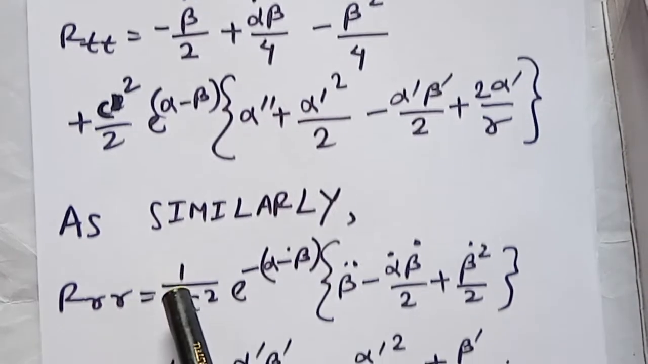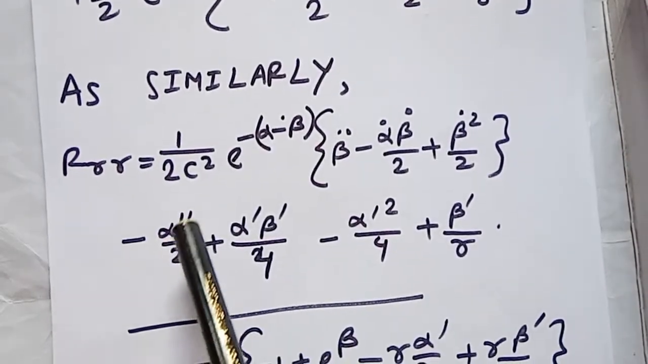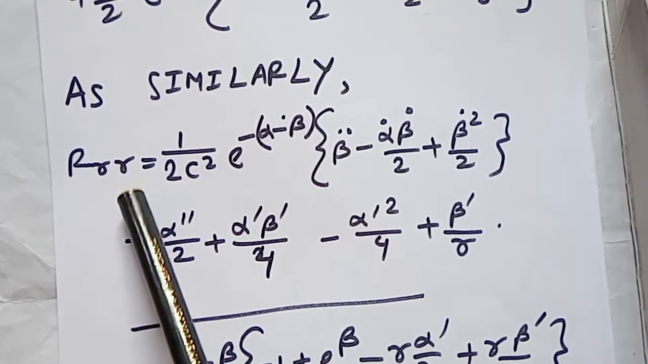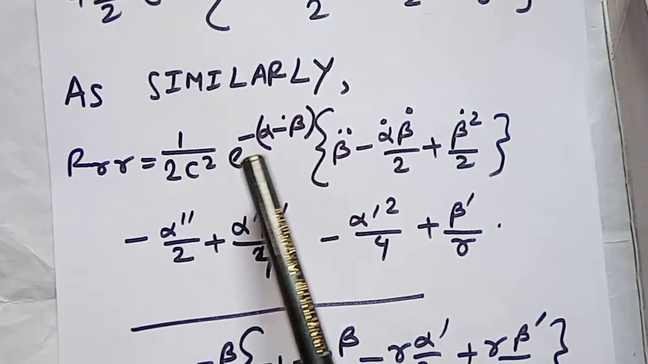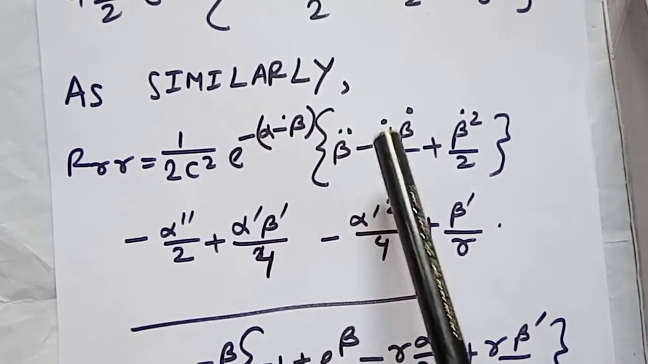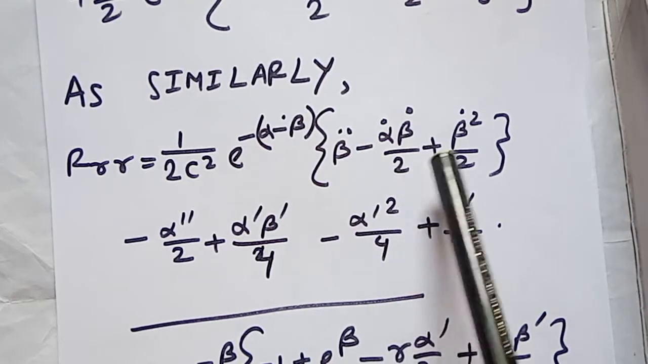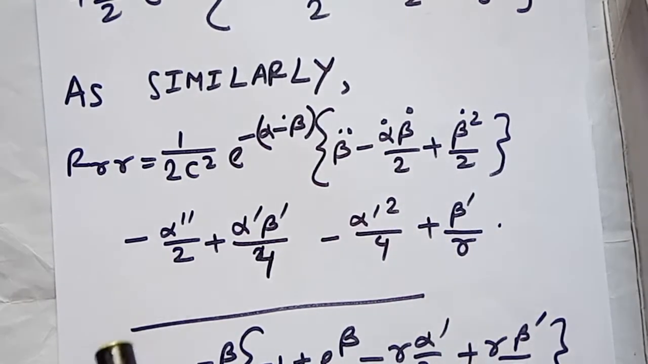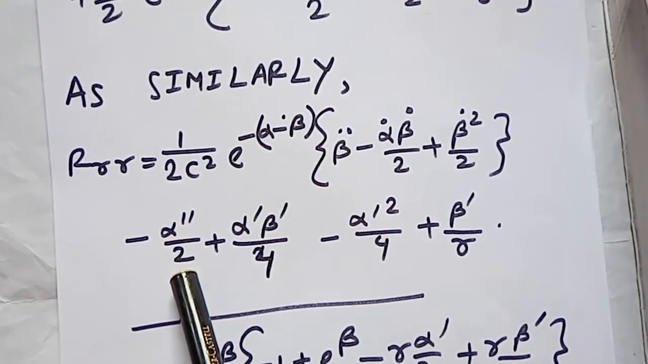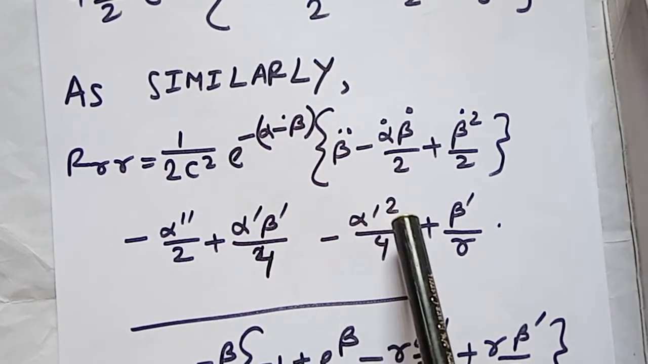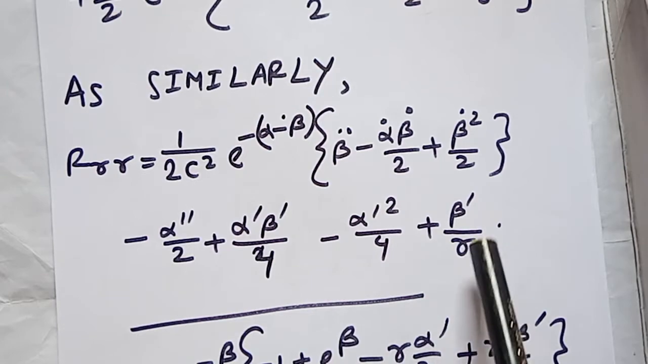Now similarly we should derive the RR component, which should be 1 over 2 c squared e to the power minus of alpha minus beta double dot minus alpha dot beta dot divided by 2 plus beta dot squared divided by 2 minus alpha prime prime divided by 2 plus alpha prime beta prime divided by 4 minus alpha prime squared by 4 plus beta prime by r.